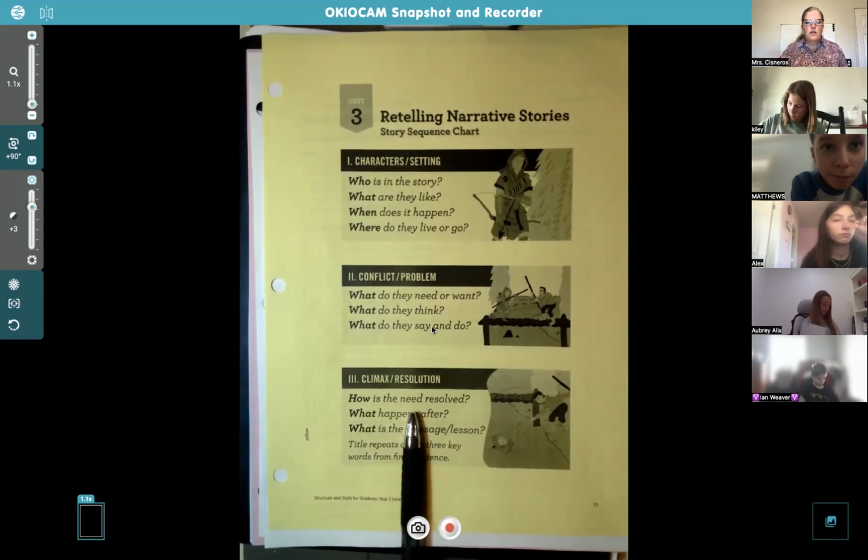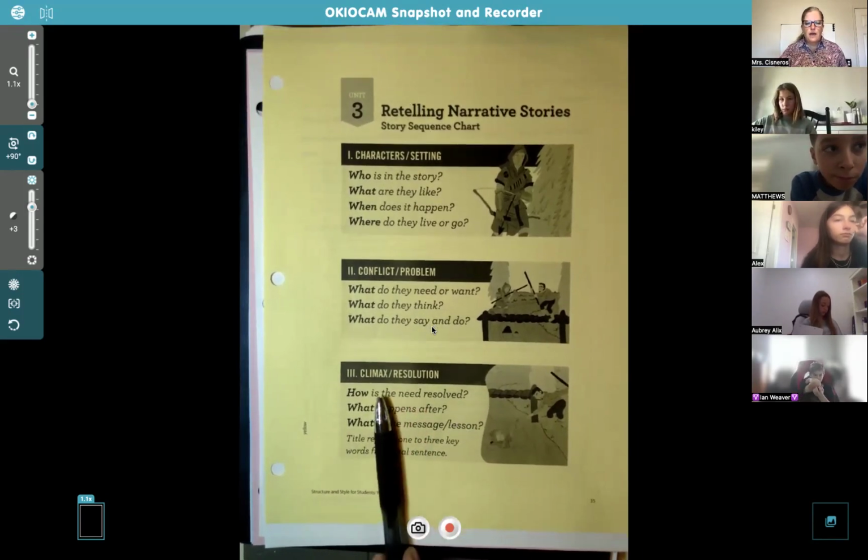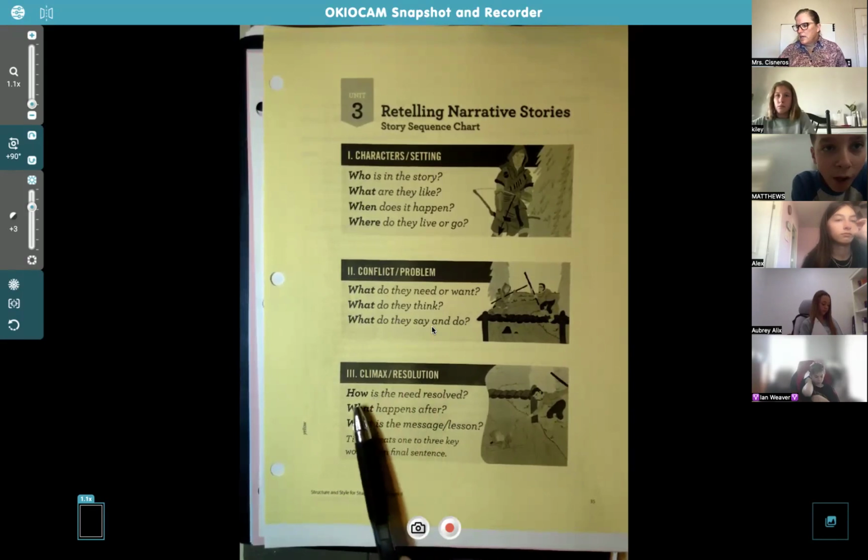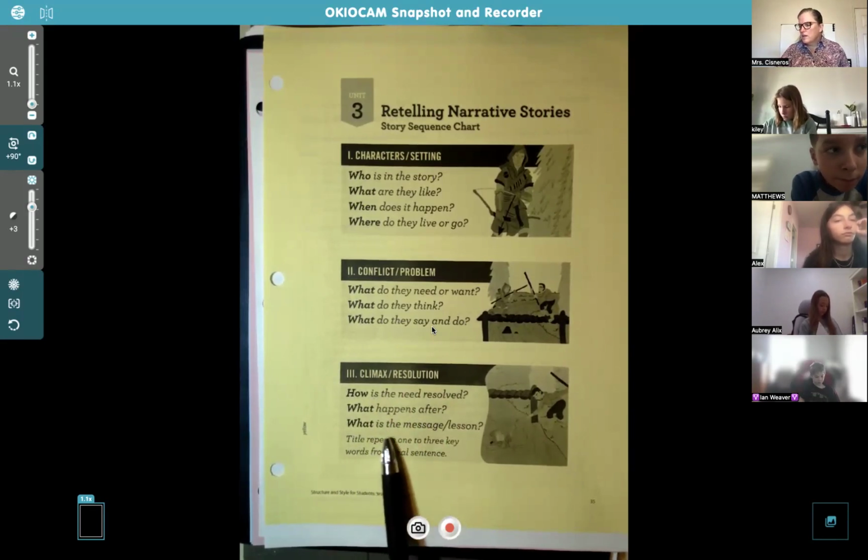And then the last paragraph, the third one, is the climax and resolution. How is the need resolved? What happens after? And what is the message or the lesson? And then there's the title rule at the bottom.